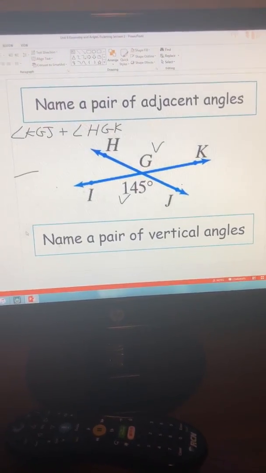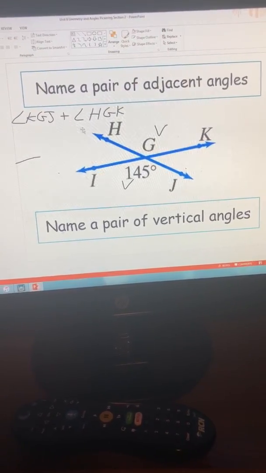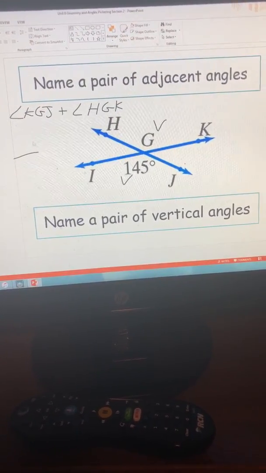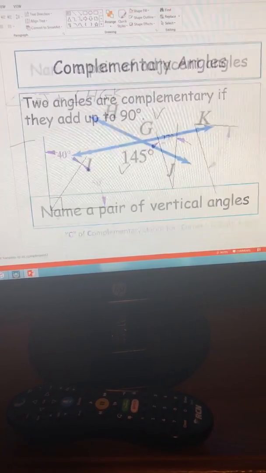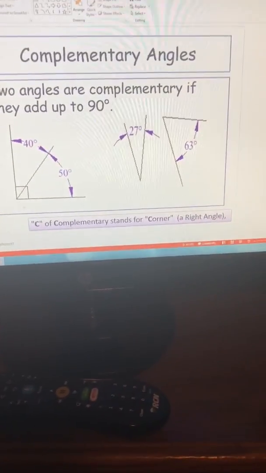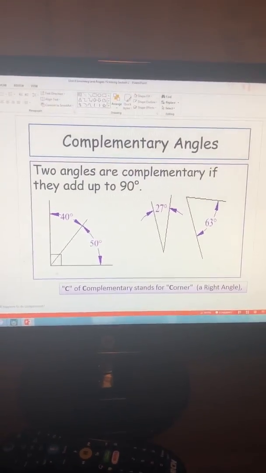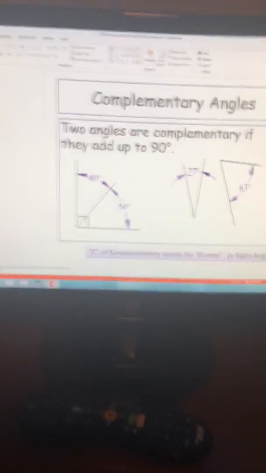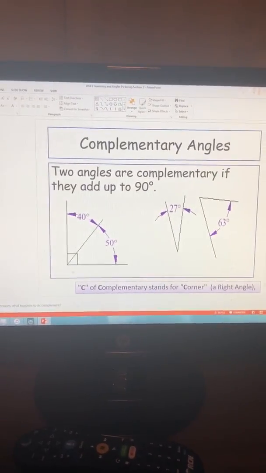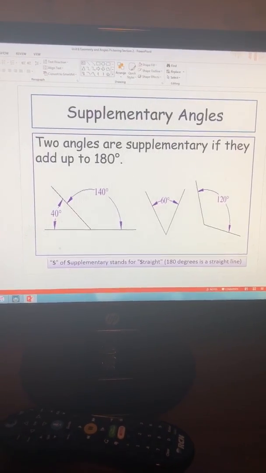Adjacent angles, okay, we have angle KGJ and HGK. Complementary angles are any 2 angles that add up to 90 degrees. So you can have 40 and 50, for instance, or you can have 27 and 63, or anything else that adds up to 90. And of course, supplementary angles add up to 180.